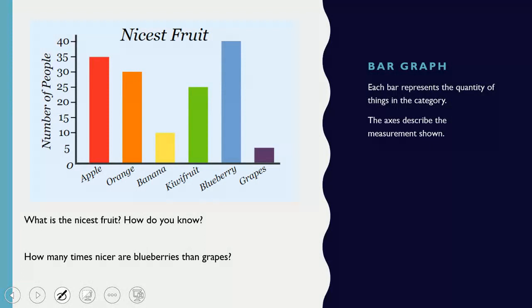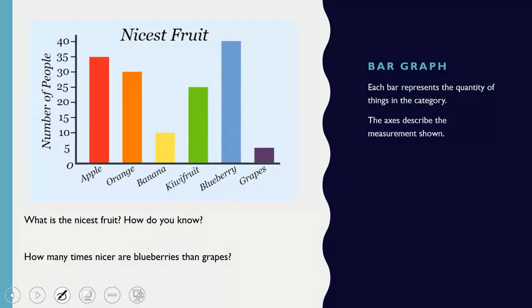A bar graph clearly has bars. Makes sense, right? So each bar that's on this bar graph represents the quantity of things that are in that category. In this case, we are talking about nicest fruits. I know that because that's what the title tells me. So each of those bars represents a fruit. The axes describe the different measurements. So I can see that we're talking about apples, oranges, bananas, kiwis, blueberries, and some sour grapes apparently. I can also see on the side there that the number of people that prefer this fruit is listed.